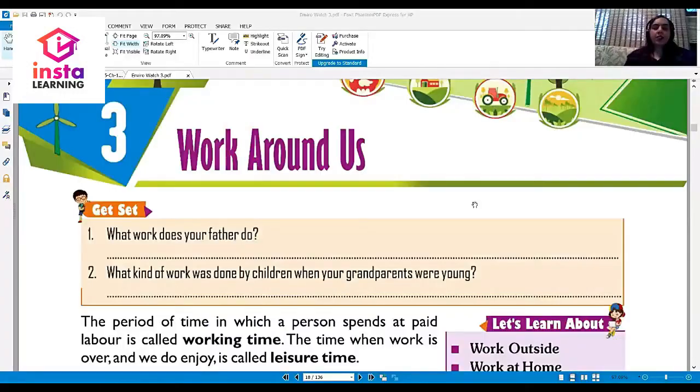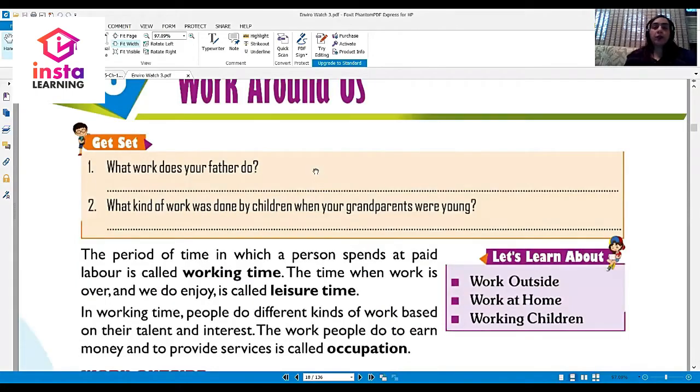Work around us. What work does your father do? Does he sit at home and do work at home? Or does he go out? Does he have a shop? Is he a doctor or an engineer, or does he go to an office?